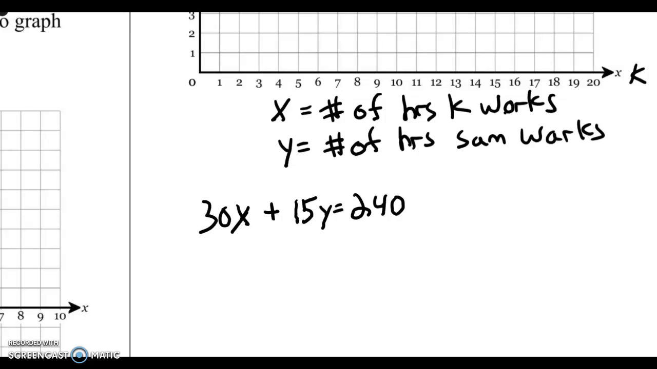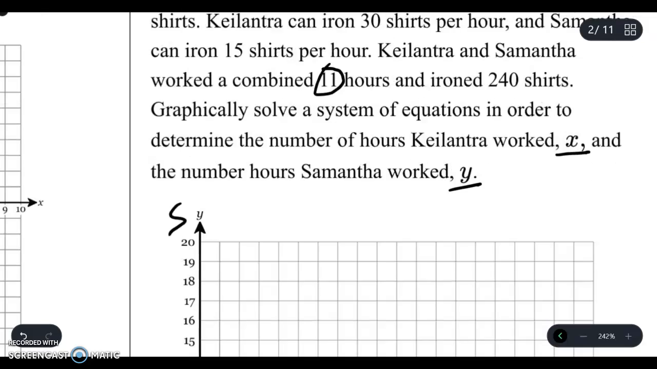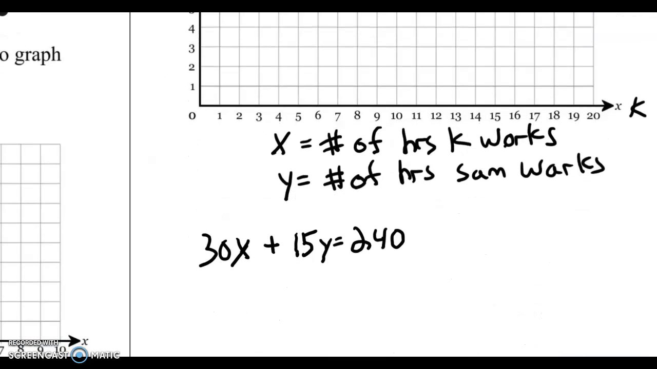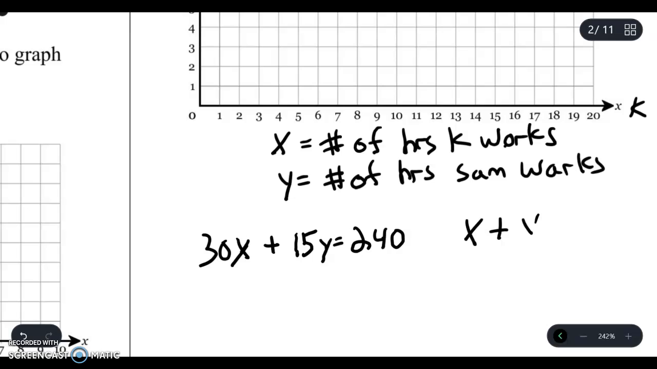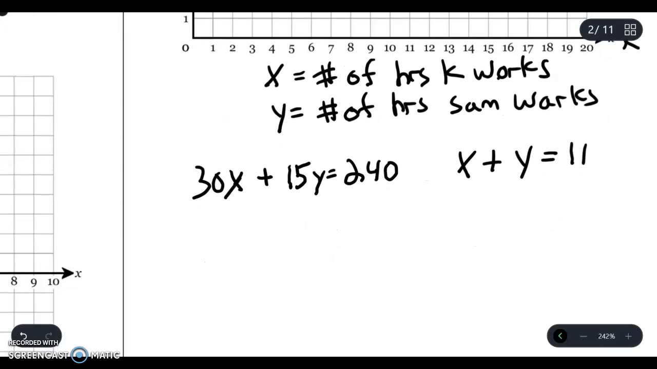Now the other equation, and both of these are going to be standard form. Usually I would write the standard form on top of each other, but here I want to write them side by side. The other one is they worked a total of 11 hours. So you take the hours that Kay works, which is X, and the hours that Sam works, which is Y, add them together, and you get 11 hours: x + y = 11. Now we have two equations, and we're going to graph both of them and see where they cross.